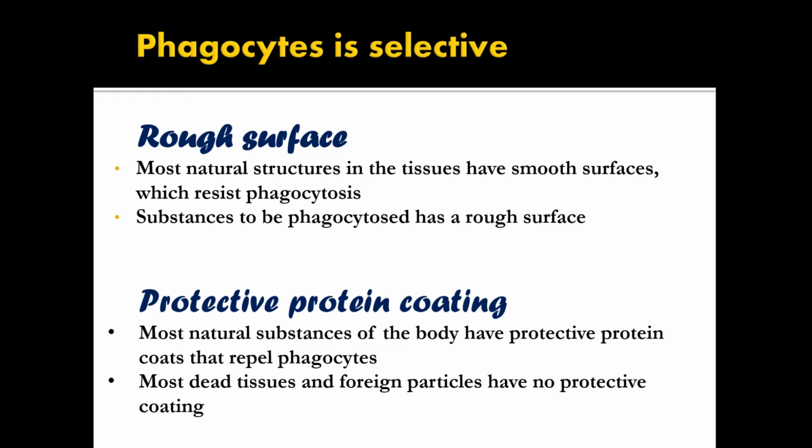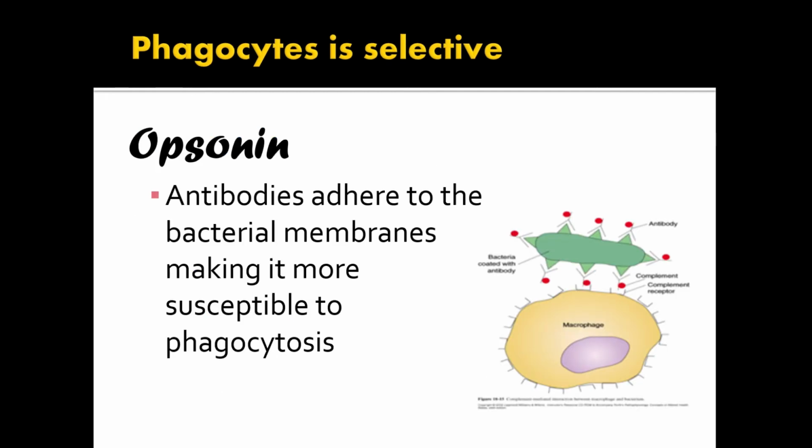And then we have a protective protein coating. Most natural substances of the body have protective protein coats that repel the phagocytes. Most dead tissues and foreign particles have no protective coating. So basically, a rough surface and a protective protein coating are the factors important for the selection by phagocytes. Another factor is opsonin.